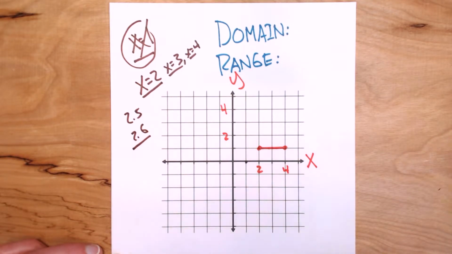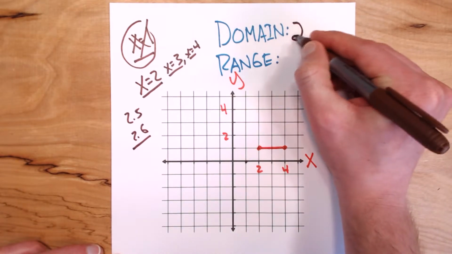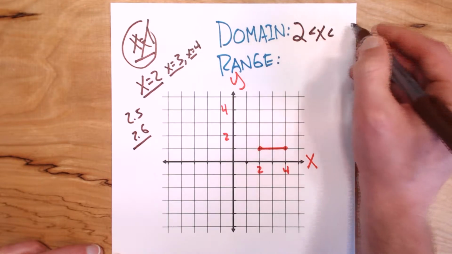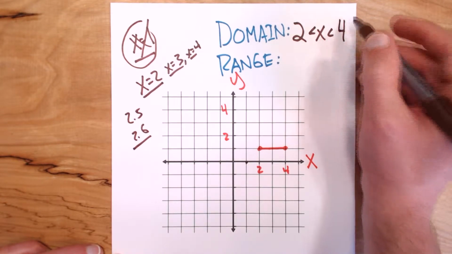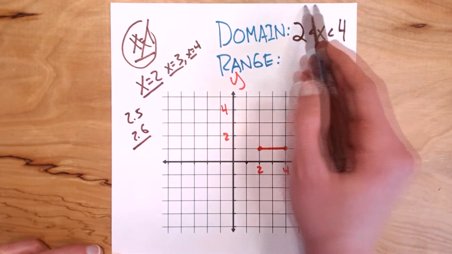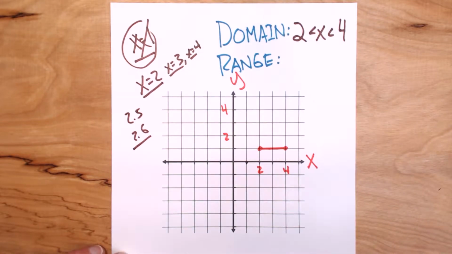So the way we do that is we say 2, which is where our domain starts, is less than x is less than 4. So this inequality describes every single point in between 2 and 4, and this is our domain. 2 is less than x is less than 4.